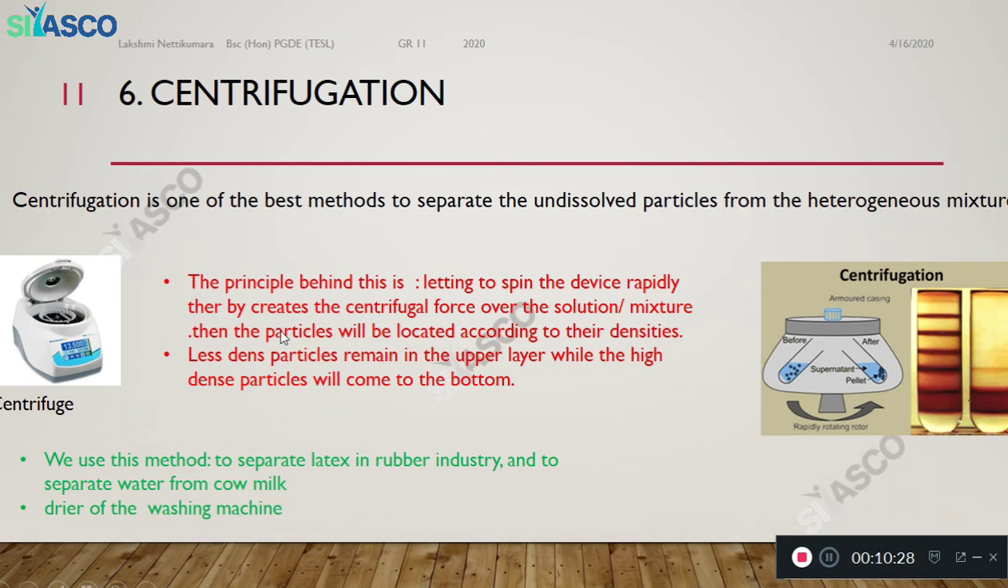Practically, we use this centrifugation method to remove rubber latex or the rubber particles. For different rubber industries, we need pure rubber particles. So we want to extract or separate rubber from water. There we use this centrifugation method and get the pure rubber particles. And also we use this centrifuge method to separate cream from cow milk. And the same mechanism is in our washing machine, the dryer in the washing machine.